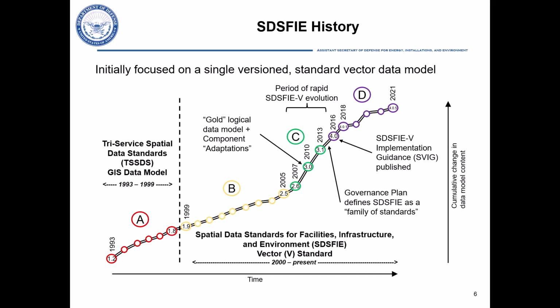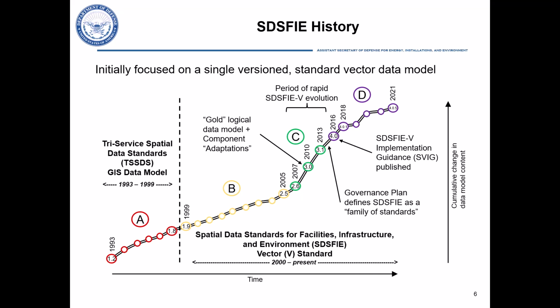With version 3.0, the DoD components adopted the new concept of an enterprise-level core standard known as SDSFIE Gold with component adaptations. In period D, from 2013 to the present, it was clear that a more explicit and detailed set of business rules was required. The result was the SDSFIE Vector Implementation Guidance, or SFIG, which contained a set of rules governing implementation and the development and submission of adaptations by the components.